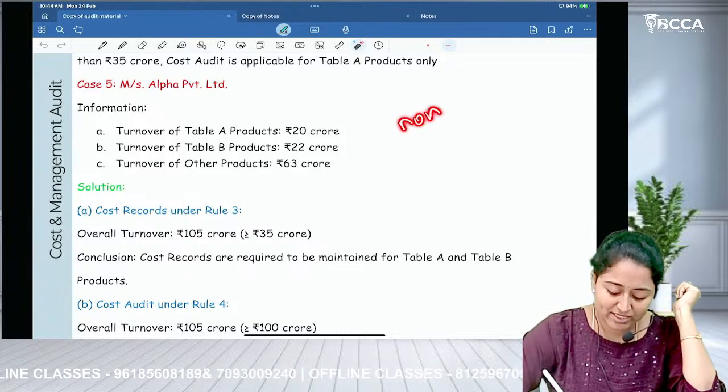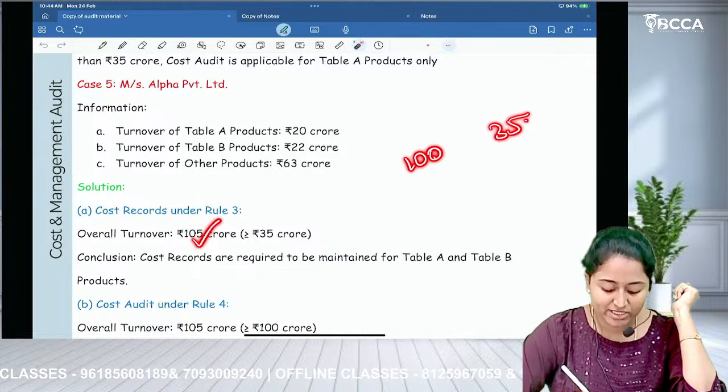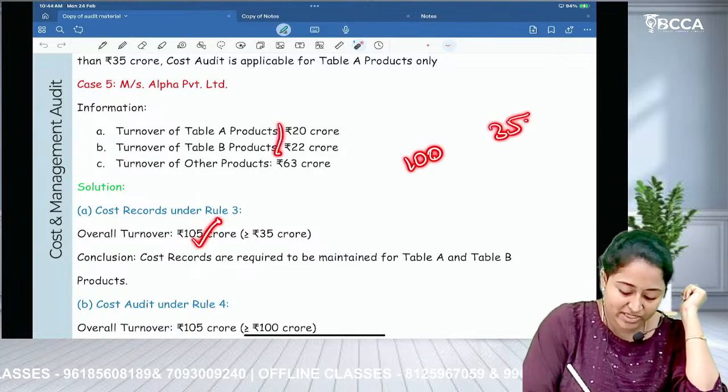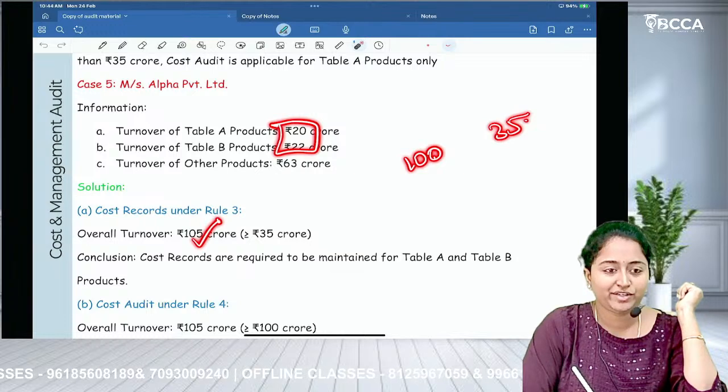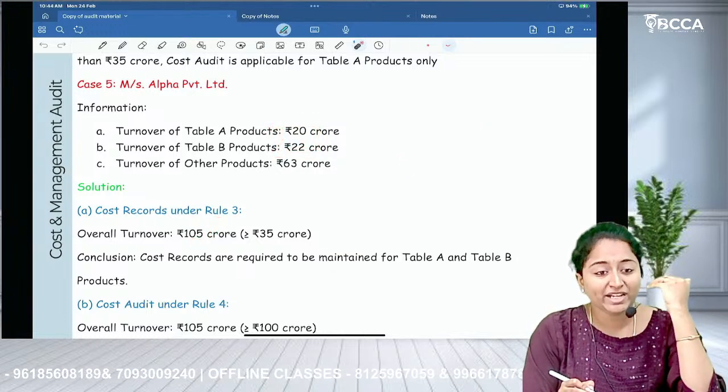Now for non-regulated, limit is 100 overall and 35 aggregate. Here it is 105, more than 100. Here it is 42, more than 35. So all the limits are satisfied. So cost audit has to be done for entire cost records.